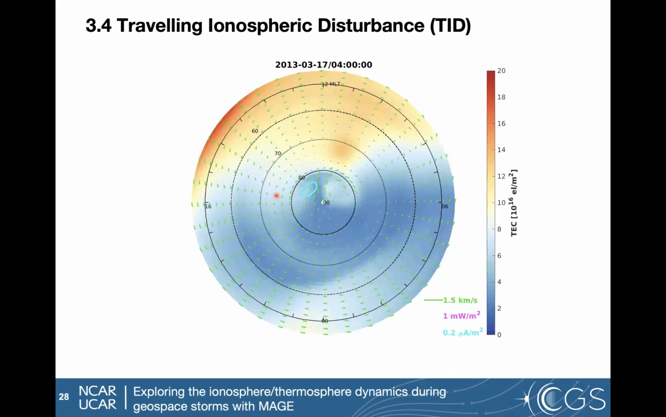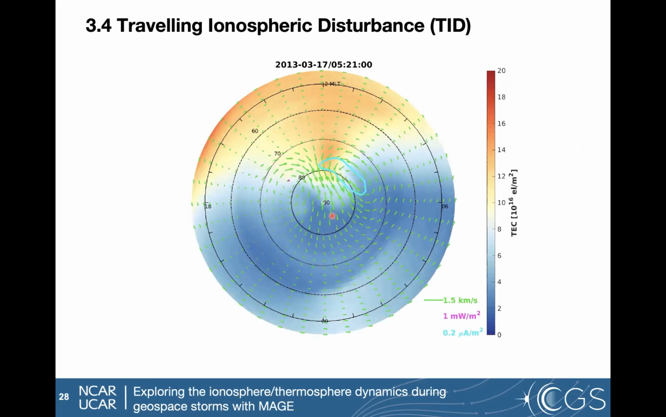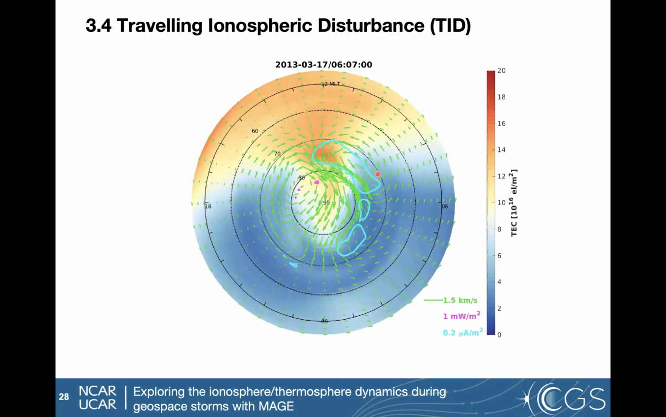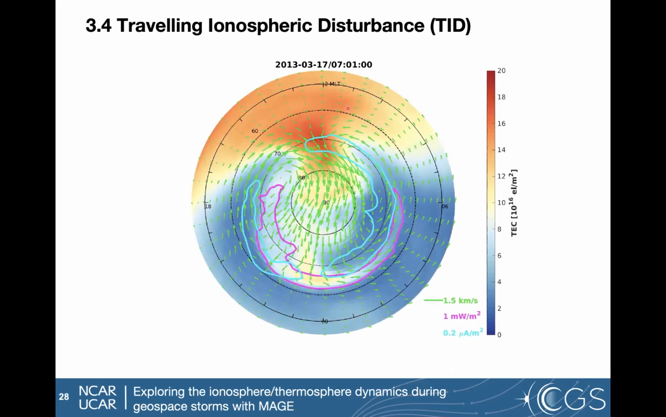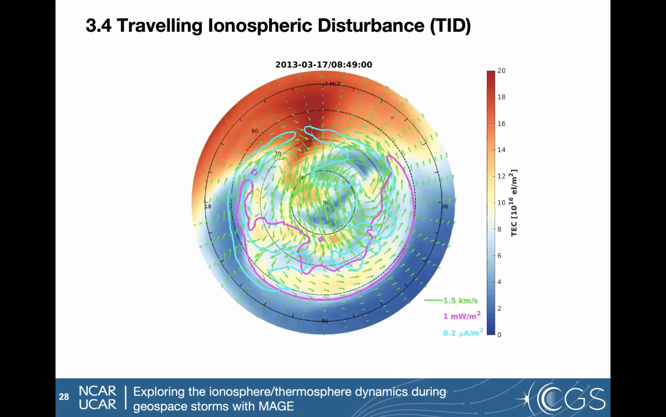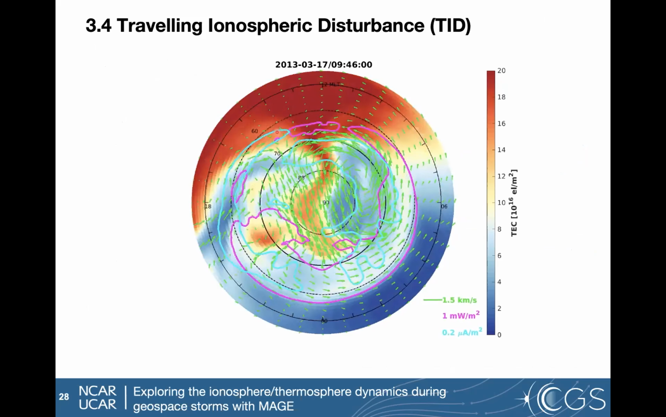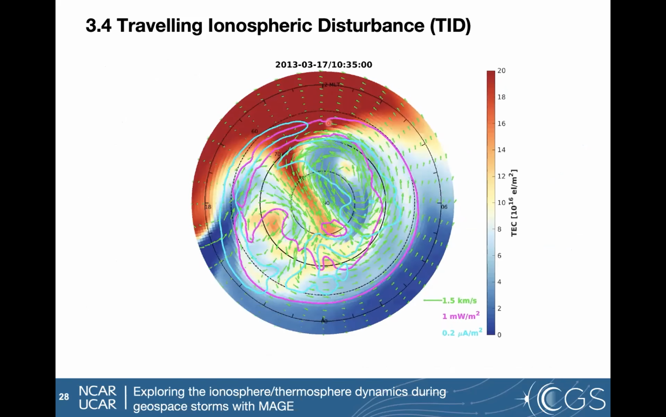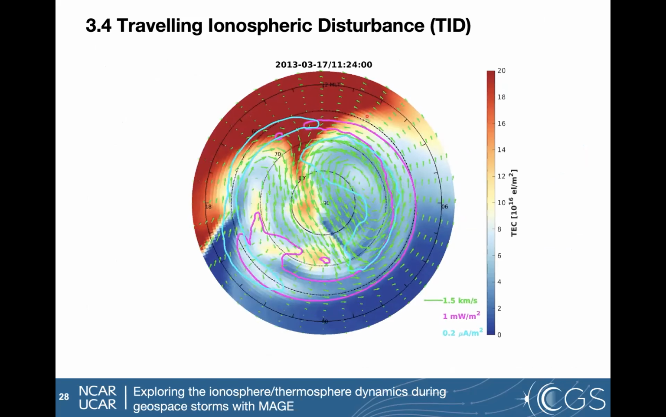This is a TID from MINIMAGE results. I hope you don't mind I show you this animation again, but this time I'd like you to pay attention to the ripples that are coming out of the aurora region, again covering a wide MLT range. So those are typical TID signatures, large scale TID signatures.